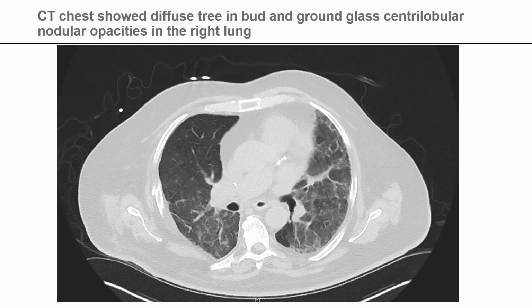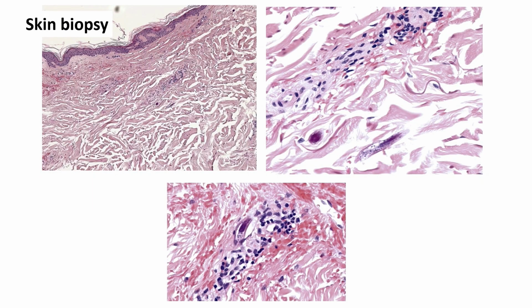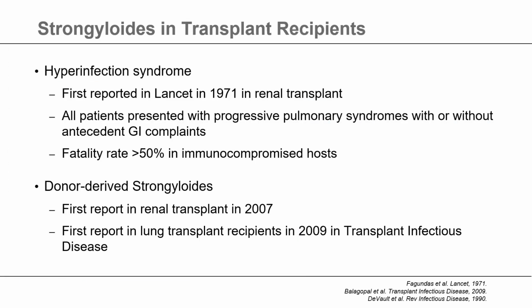His CT chest was notable for diffuse tree-in-bud and ground glass, centrilobular nodular opacities in the right lung. And then on exam, it was notable for a periumbilical petechial purpuric rash. We know that this is a thumbprint sign, and the skin biopsy showed us filariform larvae of strongyloides between the collagen bundles in the dermis. And then it was very dramatic, this case, because on sputum, as well as in the stool, you saw the rhabditiform larvae. So this was strongyloides in our renal transplant recipient.